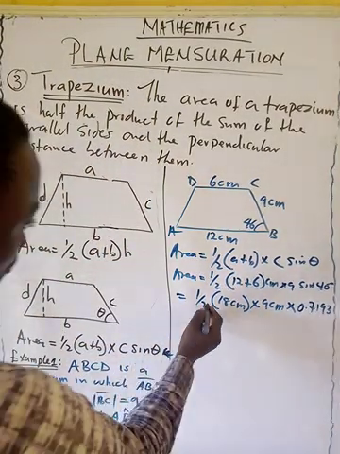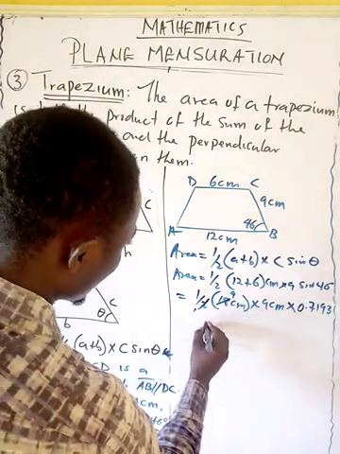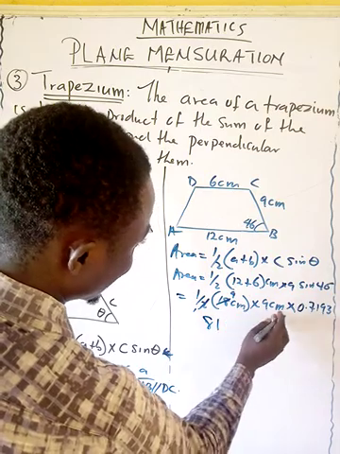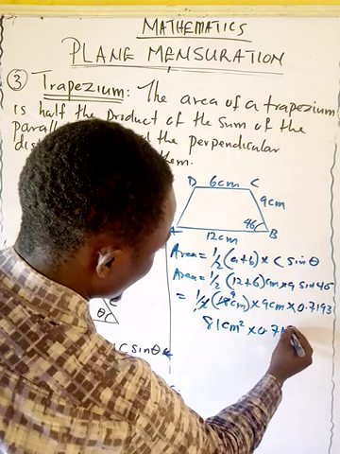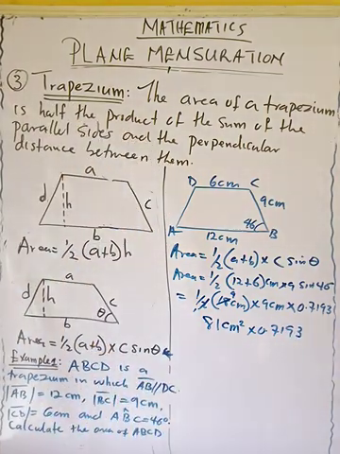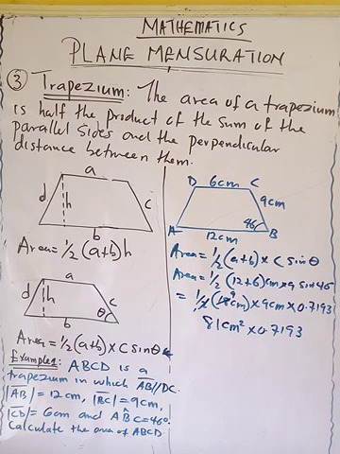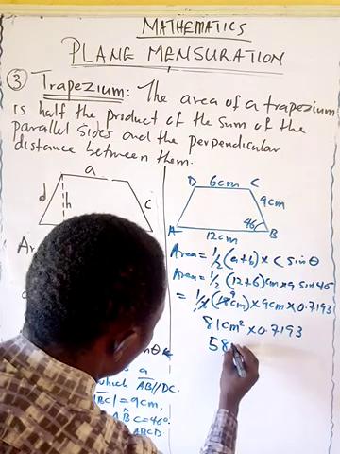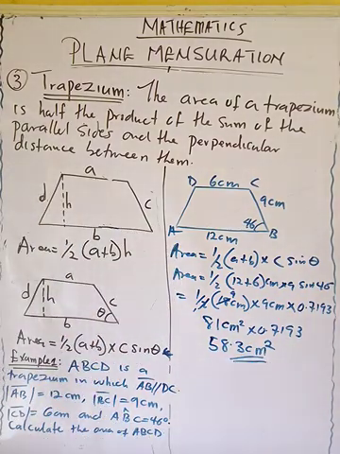Now from here, 2 here 1, 2 in 18, 9. 9 times 9, 81 centimeter times centimeter, centimeter squared, times 0.7193. So press your calculator, 81 times 0.7193. It gives us 58.3 centimeter squared.